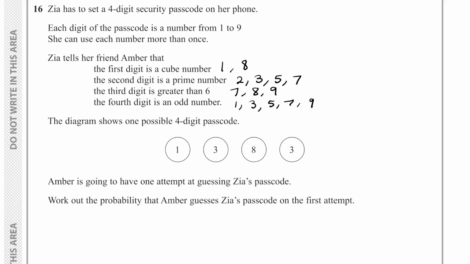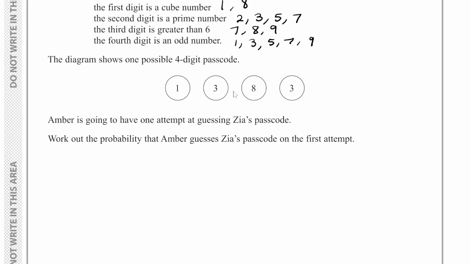The diagram shows one possible 4-digit passcode, 1383. Amber is going to have one attempt at guessing Zia's passcode. Work out the probability that Amber guesses Zia's passcode on the first attempt. So we need to know how many possible passcodes there are. So there's 2 options for the first number, and then 4, and then 3, and then 5.